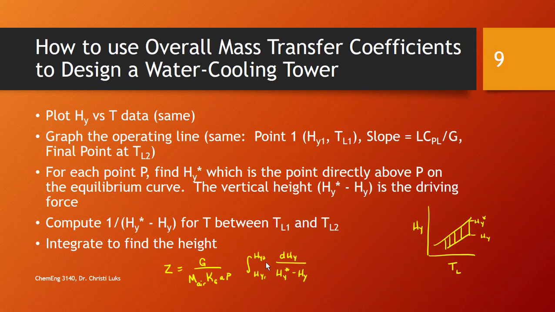If you're not using film coefficients, we can also use the overall mass transfer coefficient. And this one is easier because I don't have to figure out what those interface points are. All I'm going to do is look at the difference between H sub Y and H sub Y on the equilibrium curve for various values of T sub L. So generally I draw vertical lines through my graph at evenly spaced intervals and measure that difference, H_Y star minus H_Y. That's the denominator in my integral. And then evaluate this for different chunks of dH_Y.